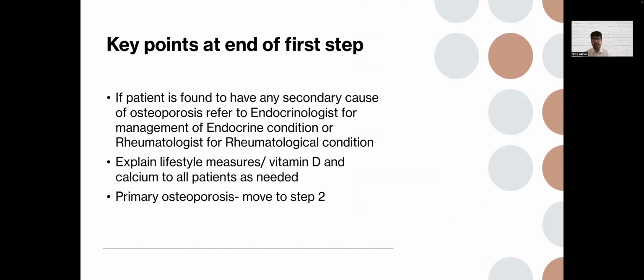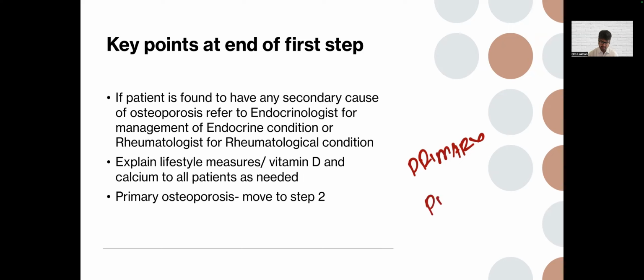And again, at the end of this initial assessment, if you find that the patient has an endocrine condition, for example Cushing's syndrome, or any rheumatological disorder, then you need to refer the patient to an endocrinologist or rheumatologist. Again, you will find some of these patients also have primary hyperparathyroidism. Very, very important. In fact, primary hyperparathyroidism, according to a lot of endocrinologists, is the third most common endocrine condition after diabetes and hypothyroidism. So it's in fact a very, very common condition.